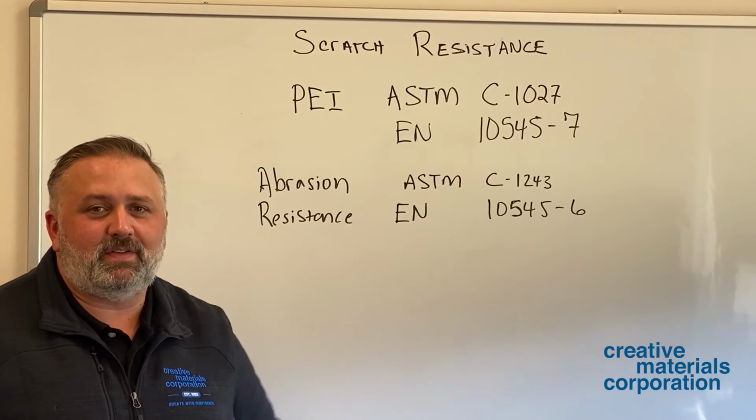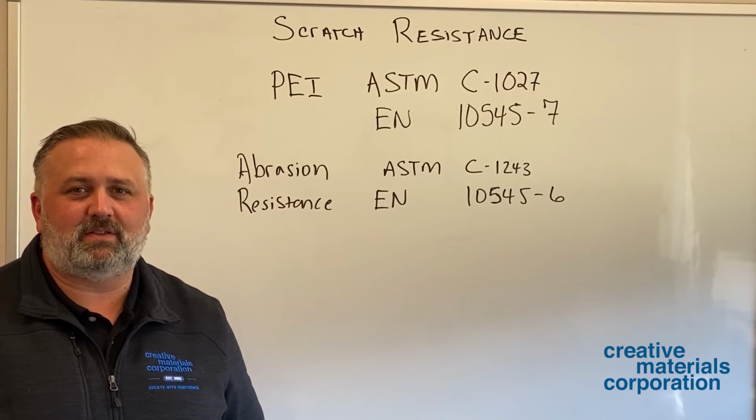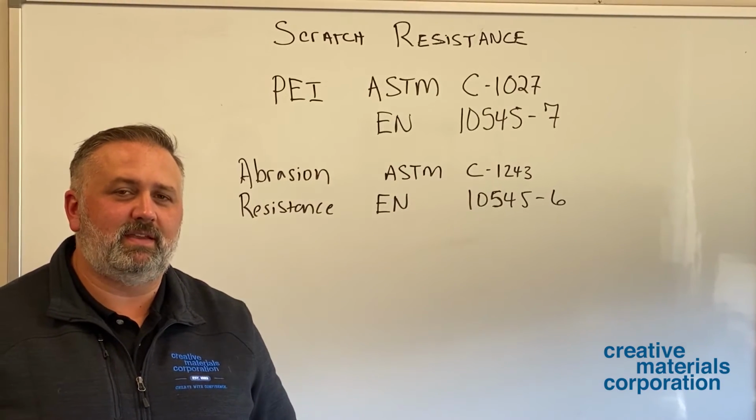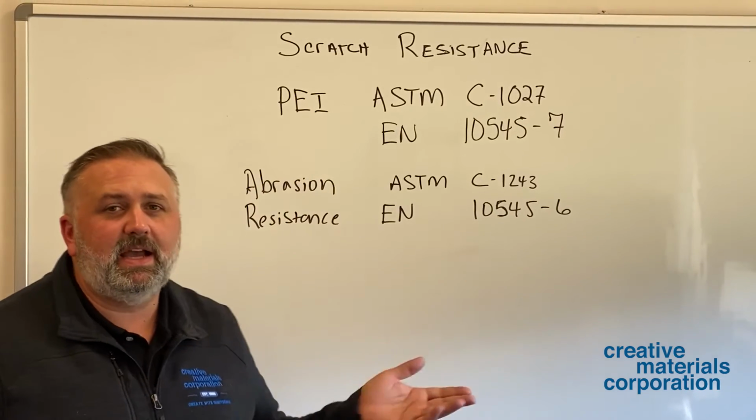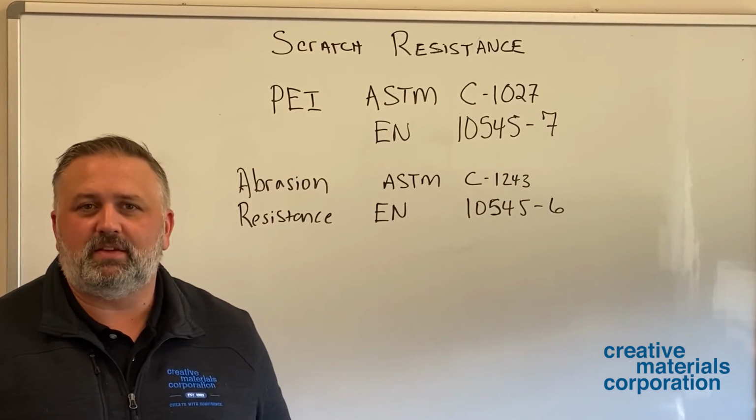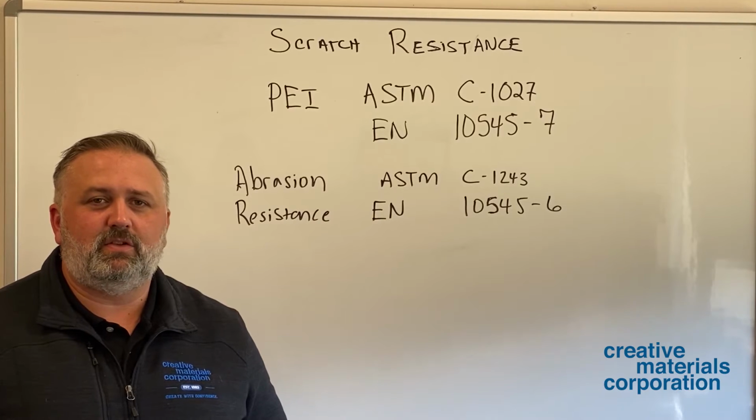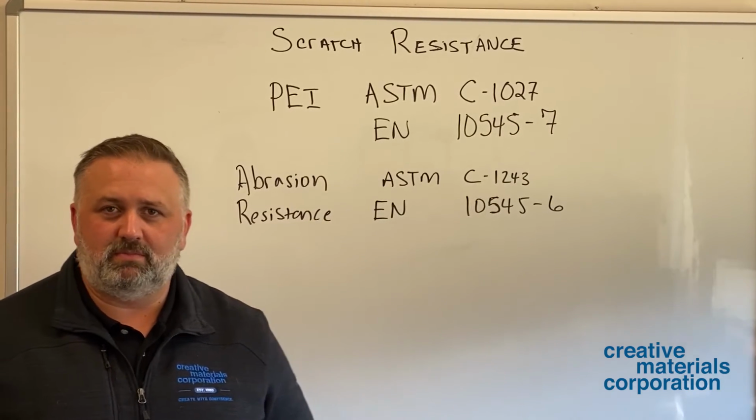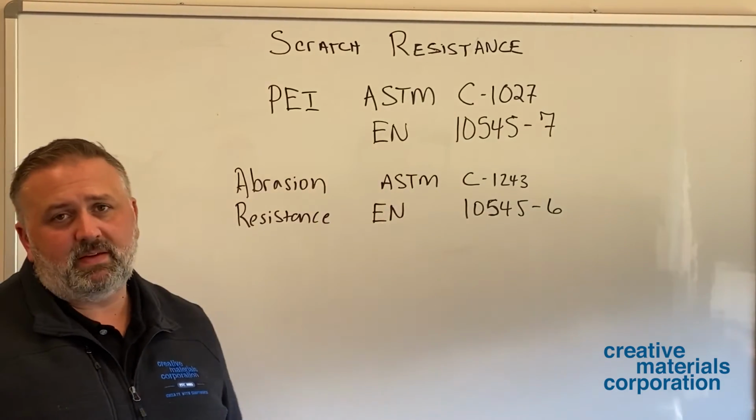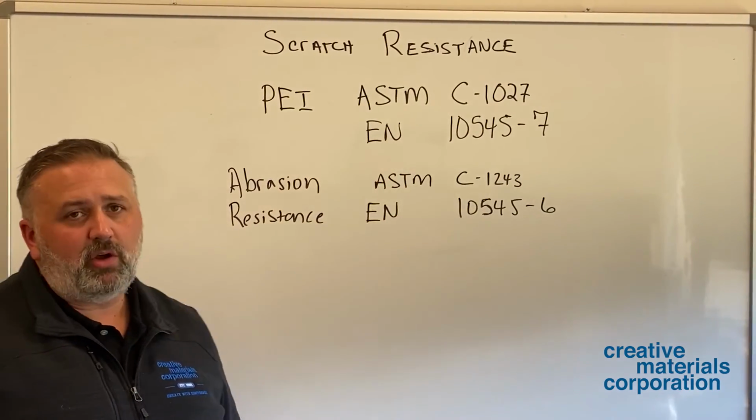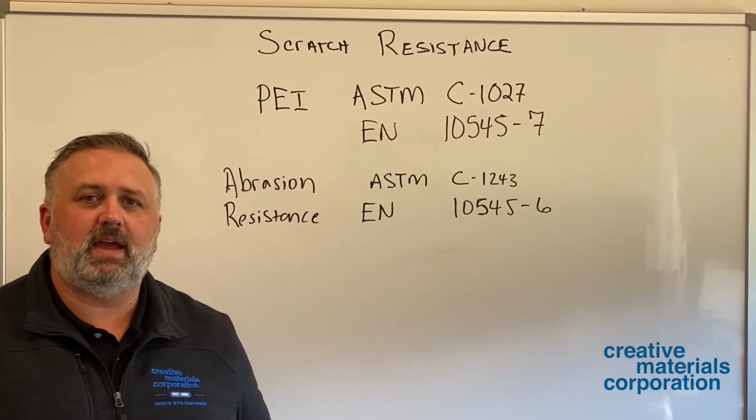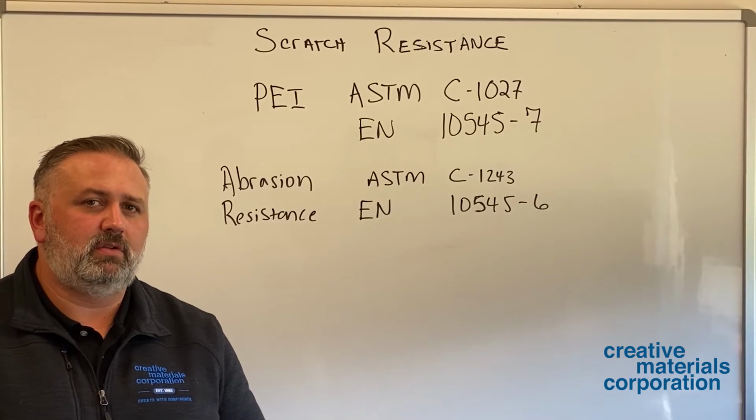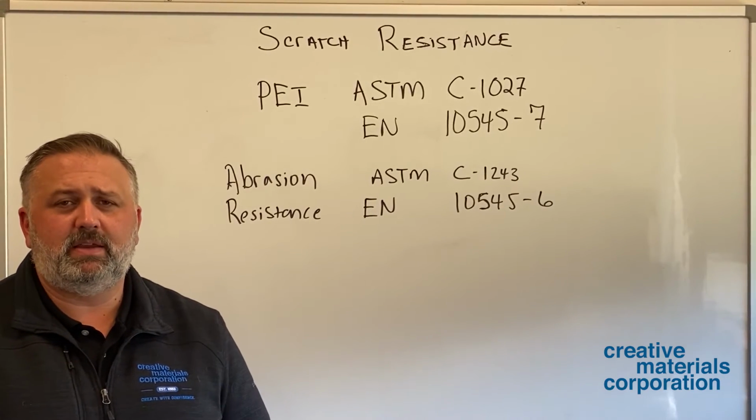When we're talking about the differences between glazed and unglazed, we're really talking about scratch resistance. And it's broken down basically into two different types of testing for scratch resistance. One of them is PEI, which is the Porcelain Enamel Institute. That's a test that's used to test the wear strength of a glaze on the porcelain body type. And ASTM C1027 or EN 10545-7 are the two tests that we use for PEI. And they're broken down into classes 0 to class 5, with class 5 being the most durable.